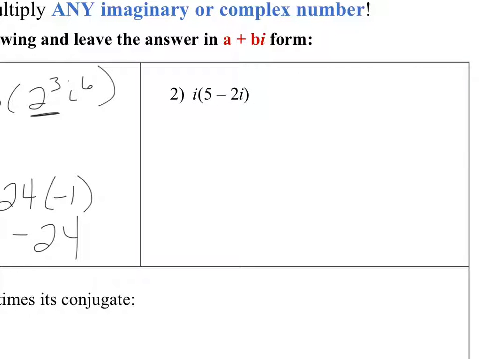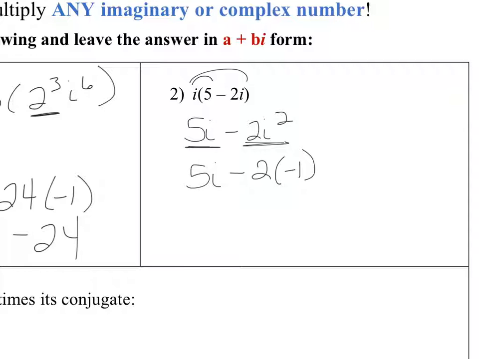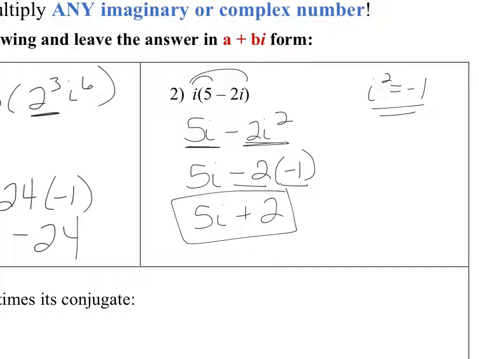Distribute here. i times, just distribute. 5i minus 2i squared. Well, there's nothing that can happen here. i doesn't have an exponent. But here, remember, i squared is negative 1. So it's negative 2 times negative 1, which is a positive 2. If you need to leave that in a plus bi form, that means the 2 has to come first and the 5i comes second. Woe is me.